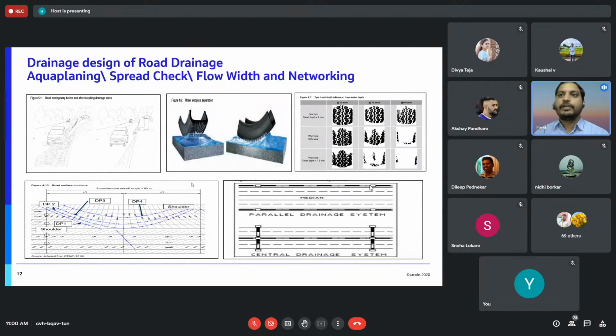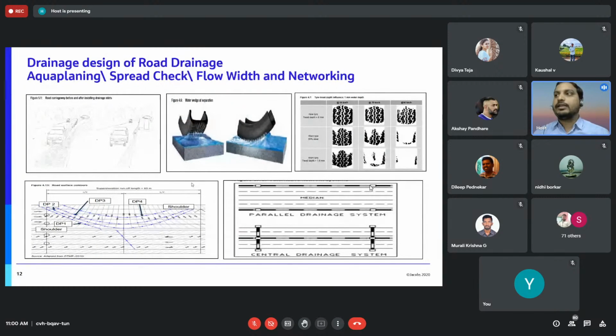So in the first figure you can see that there is a car passing through the water. But when the gullies and the conveyance system are introduced, the water is going to be collected smoothly at the edge of the curb, and we can have our car passing very easily.